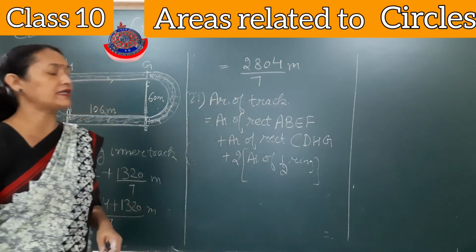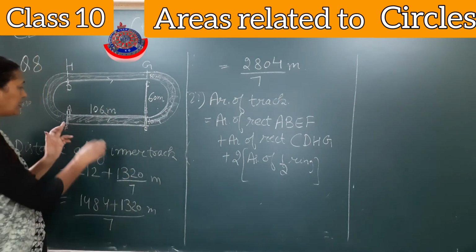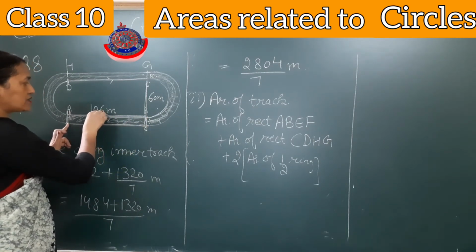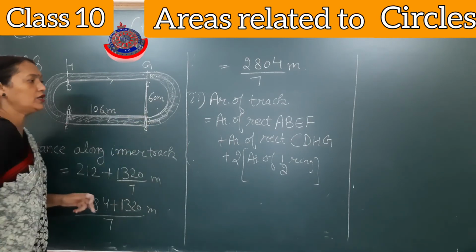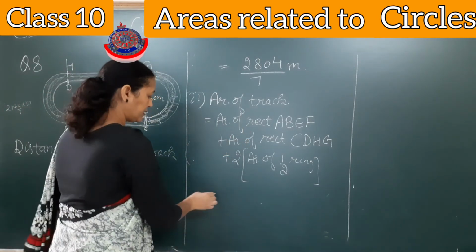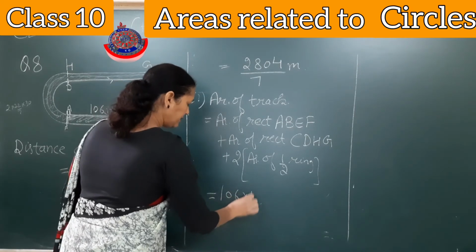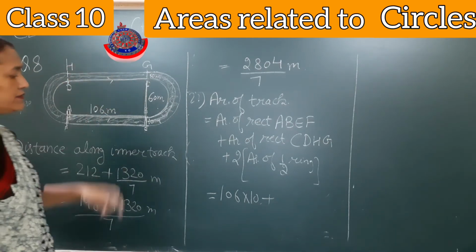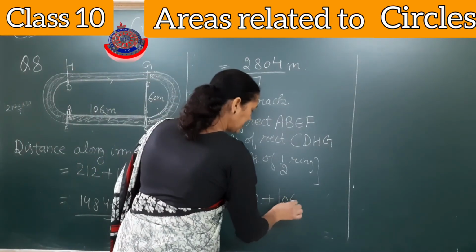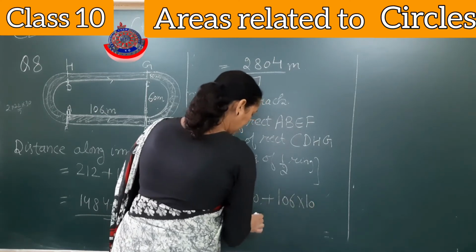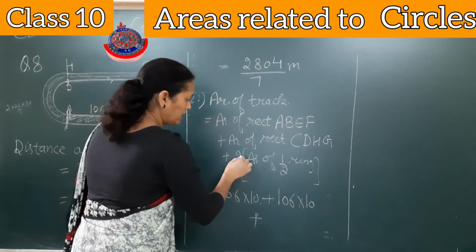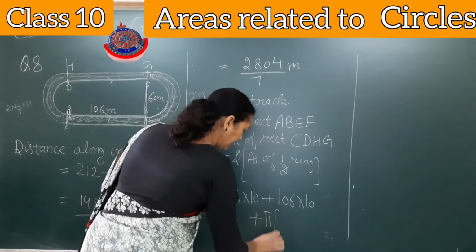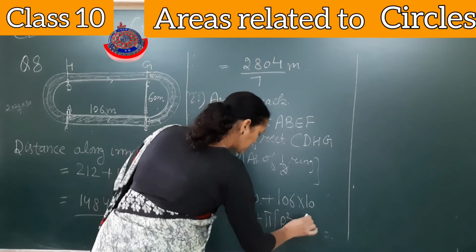Now how to find area of rectangle ABEF? In case of rectangle, area is length into breadth. Length is 106 meter and width is 10 meter. So area of rectangle will be 106 into 10 plus the same will be the area of rectangle CDHG. Here also length is 106 and width is 10, plus this double and half will get cancelled. Area of ring. Area of ring means pi into capital R square minus small r square.